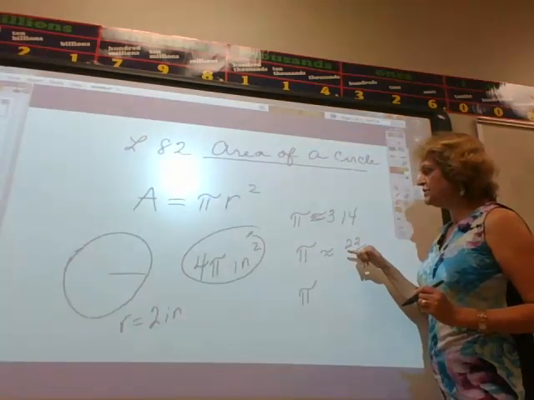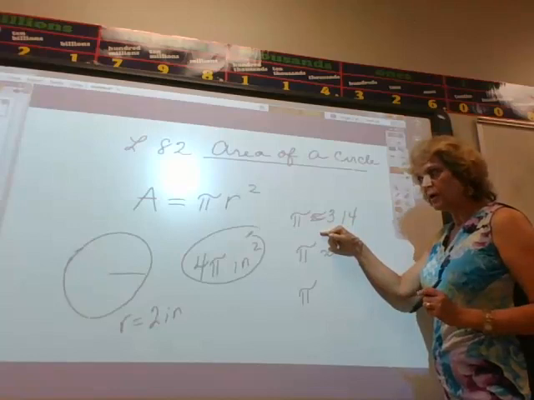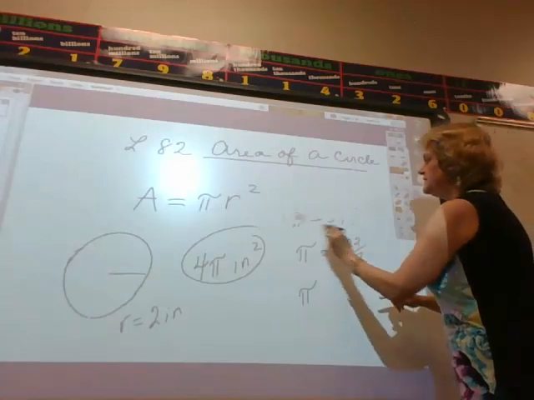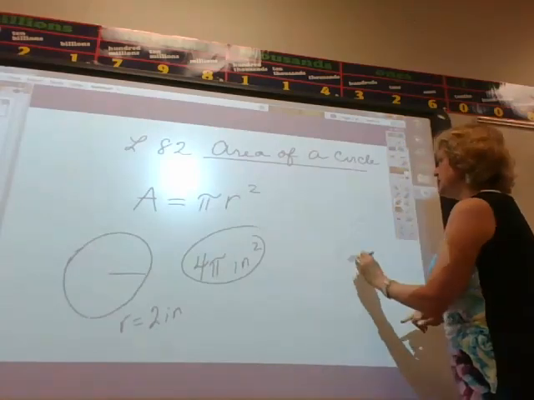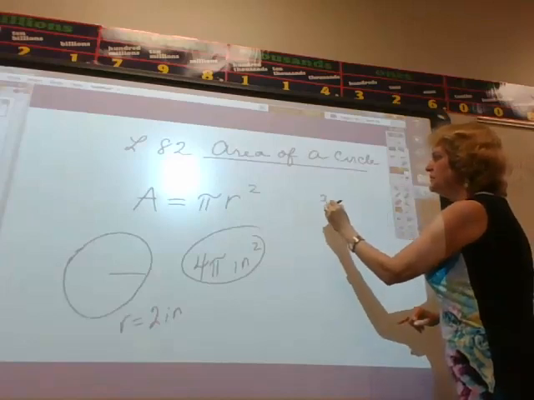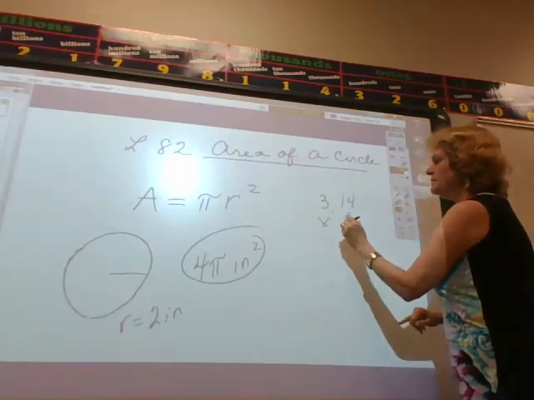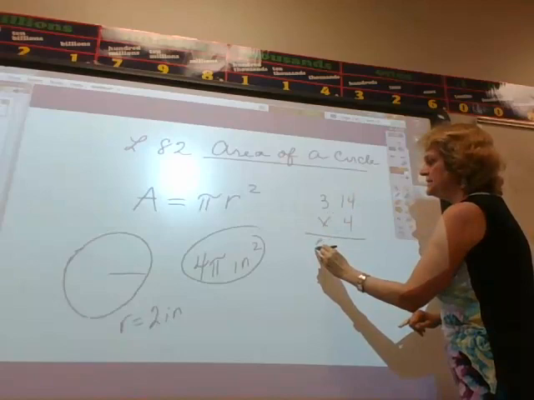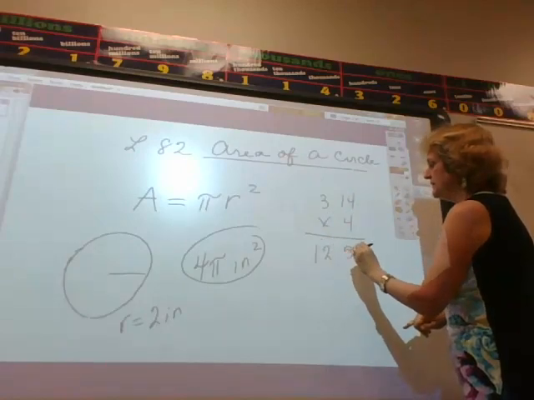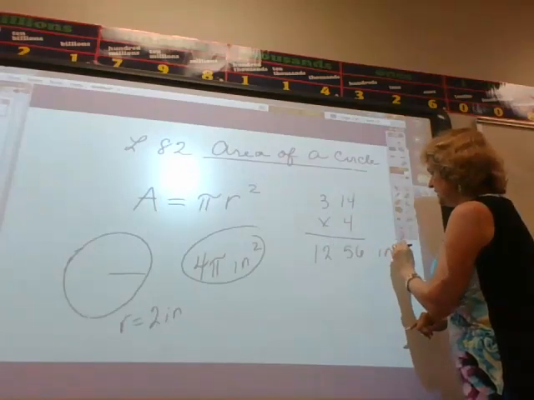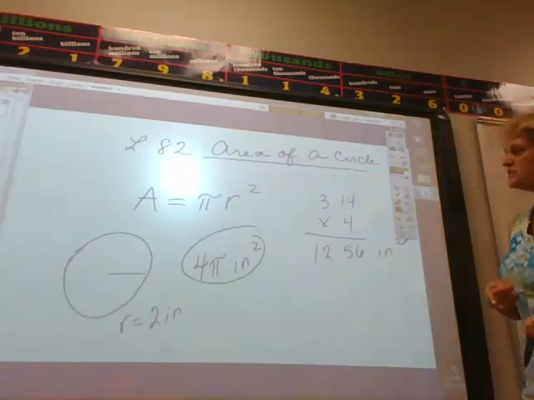If they said to use 3.14, what would I do under those conditions? I would say, well, I need to say 3.14 times 4, and I would get 12.56, and I put my units because it's area, inches squared.